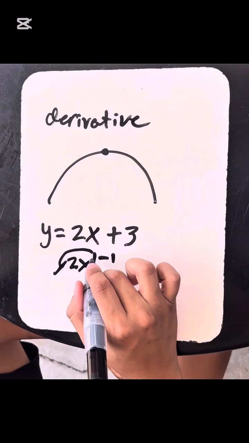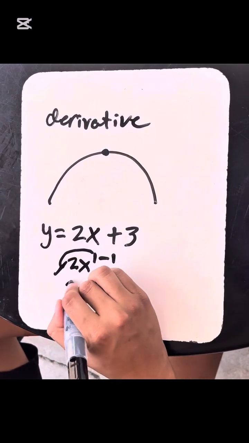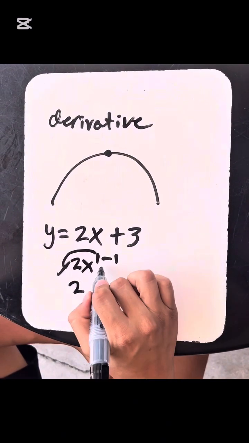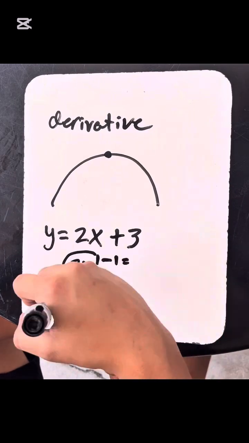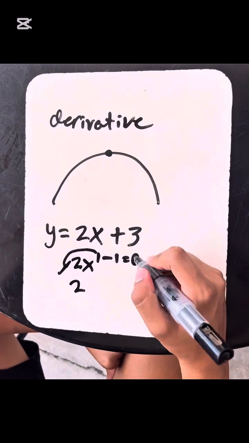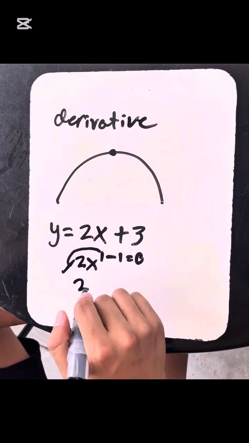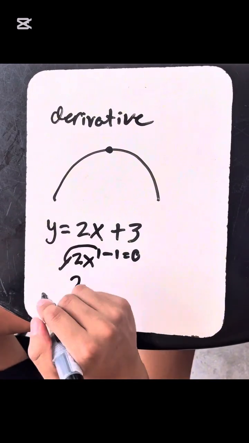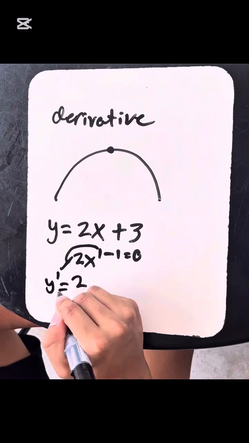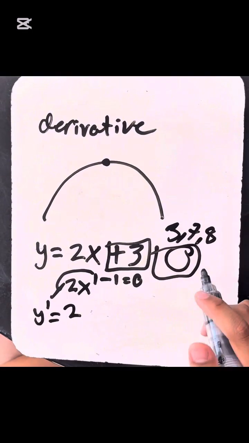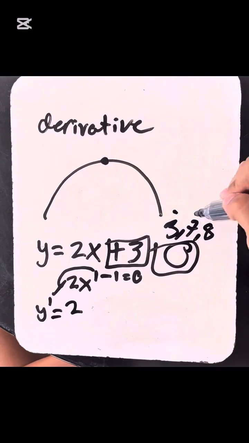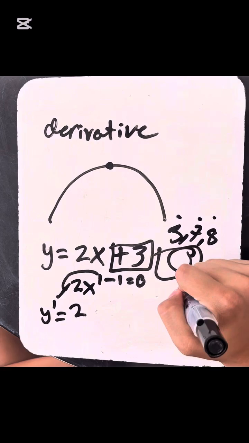So 2 times 1 would be 2, and 1 minus 1 would be equal to 0. So everything to the power of 0 is 1. So it would just leave us with 2. So y prime is equal to 2. So what happens to 3, right? Every constant number like 3, 7, or 8, their derivative is 0.